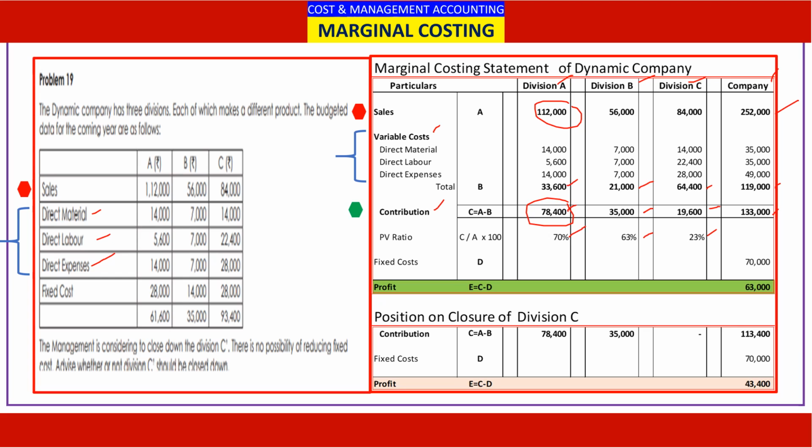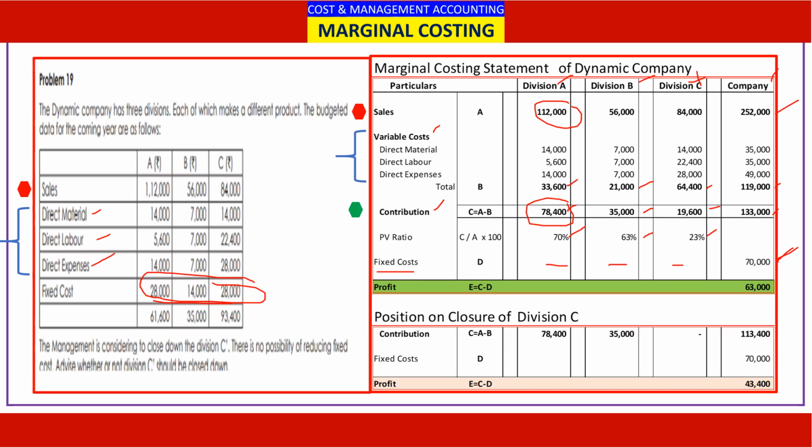Now going by PV ratio, the contribution of division C is the lowest, and therefore they have decided to close down division C. Now before we get into that, let us find out what the fixed cost is. They have put it under three products. As per marginal costing, we don't allocate it to divisions. It remains total as a time cost. It is kept for the company as such. Remember this point. There is no need to apportion it to different product divisions. It is a fixed cost. Fixed cost is for the company. It is not for product divisions.